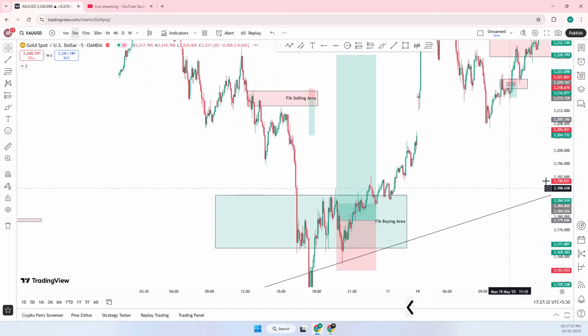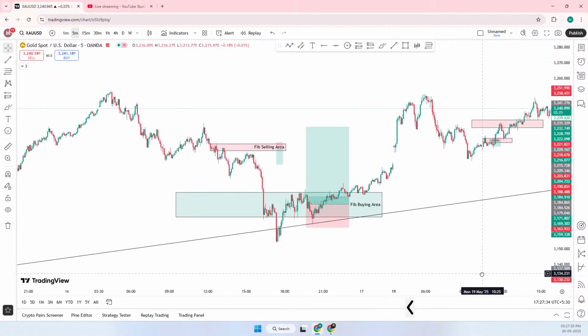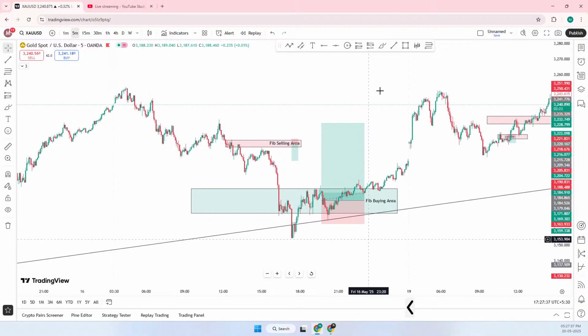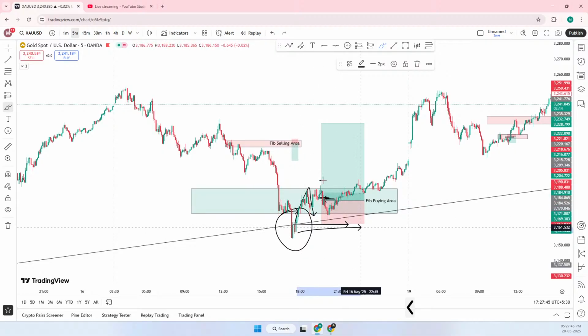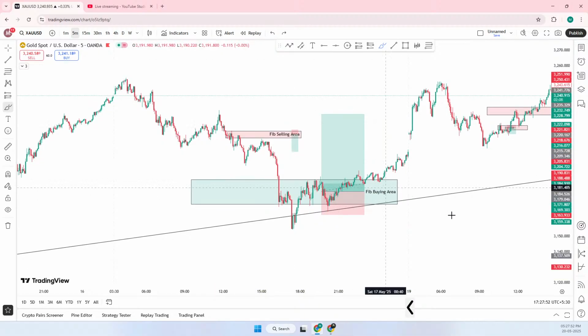I think the last time when I live streamed, the trade was here. This was the buying area, those who remember, right? And this was a kind of trap here. After the trap, there was a retracement, and in the confirmation, we took entry and stop loss, and the target was somewhere around here. And if you notice, slowly our target got hit in the gold live trading, right?